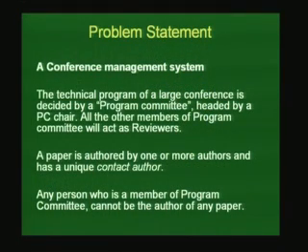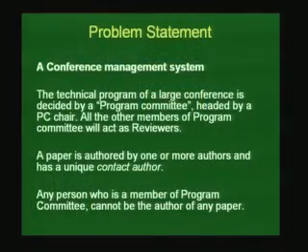So let us look at the next set of requirements. What about a paper? A paper is authored by one or more authors, of course, and it should have a unique contact author. So there should be one author in the paper who should take responsibility for the paper. It is to this author, to him or her, that all further correspondence will be addressed. So correspondence regarding whether the paper is finally accepted or rejected, or should be accepted after another process of review, and what kinds of changes are to be made in the paper, and so on and so forth, right?